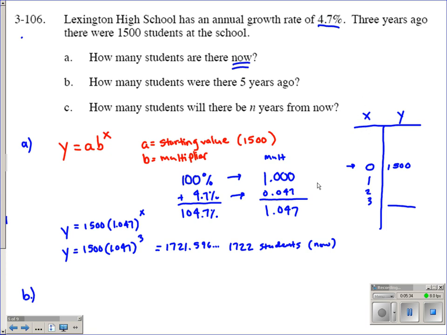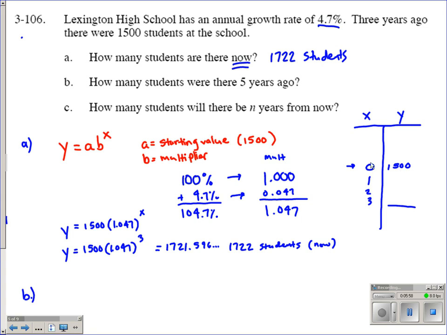Now let's go here and actually how many students are there now? There's 1,722 students. And then it says, what about 5 years ago? Well, I'm using a table and the values that I'm using for X represent the number of years since that year where we had 1,500 students. So that was 3 years ago.